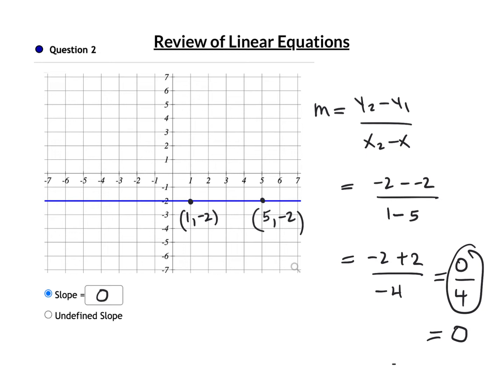A slope of 0 is like the floor. It's flat. It's a walk in the park. I always tell students it's like the floor. And think of the word floor and remember that it has 2 zeros in it.